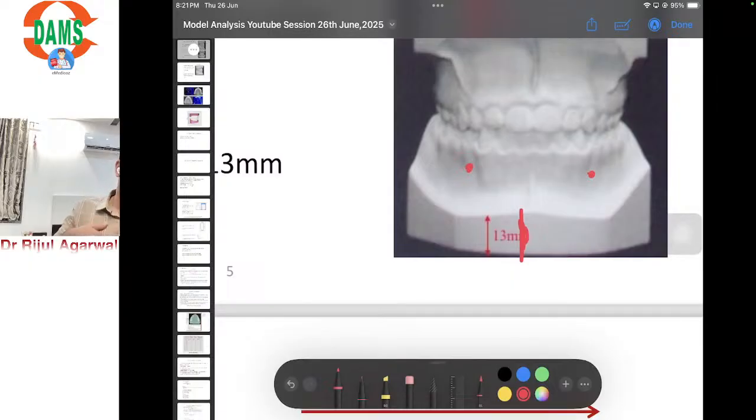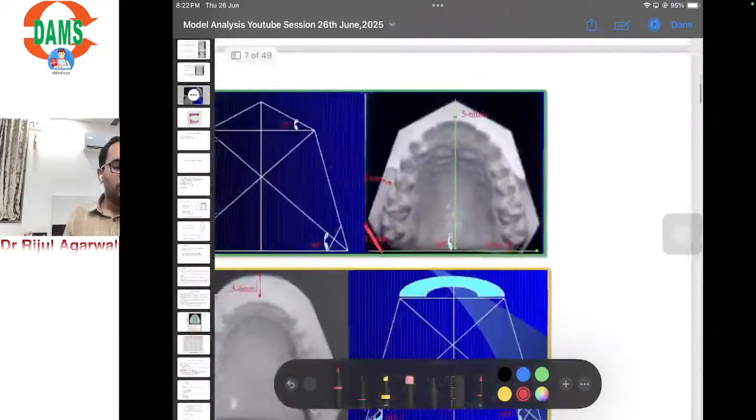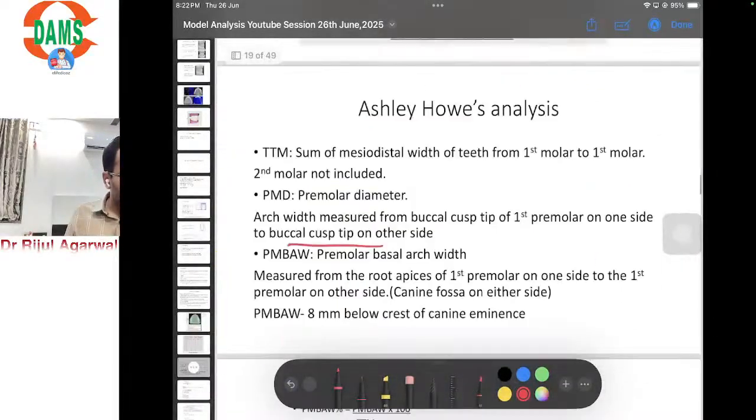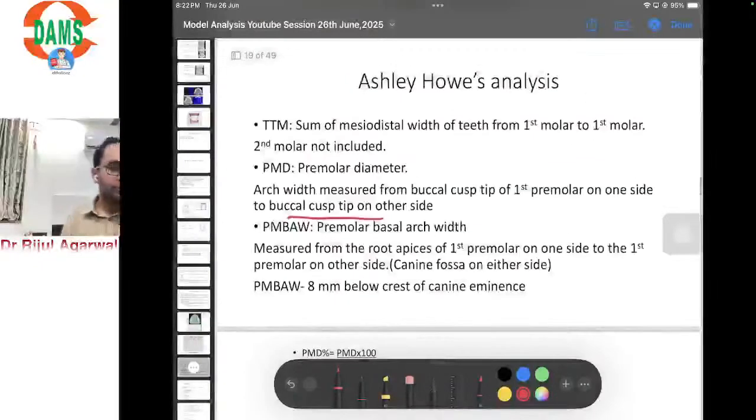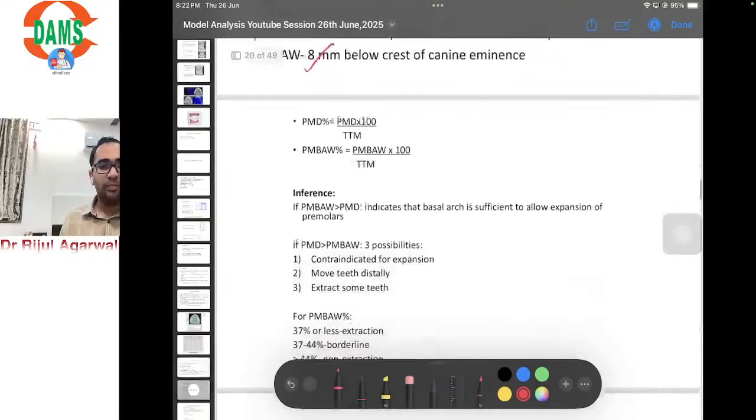If you can palpate it in your mouth, or if you have a study model in your hand, you will say there is a depression between the root apex of the canine and the first premolar. That is the canine fossa, and it is generally located 8 mm below the CEJ. So from 8 mm below this point to here, you place a divider and measure the premolar basal arch width. Just remember it is 8 mm below the crest of the canine eminence.